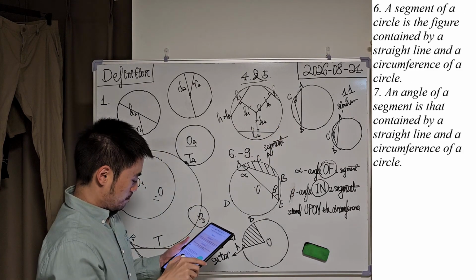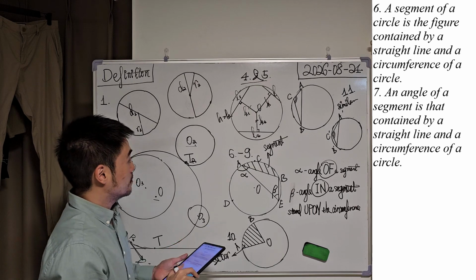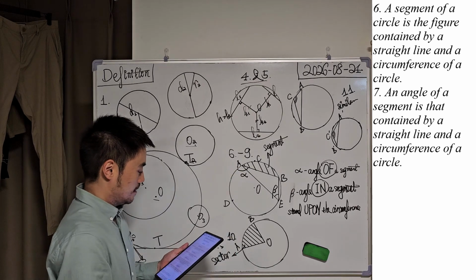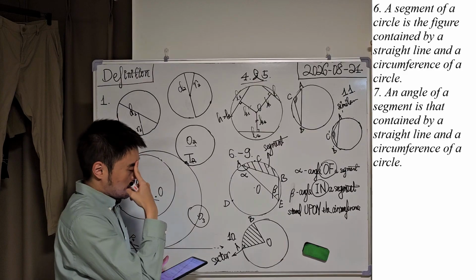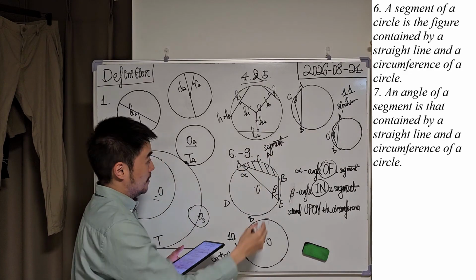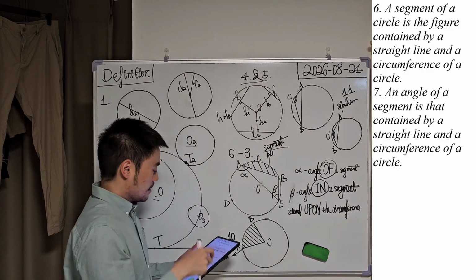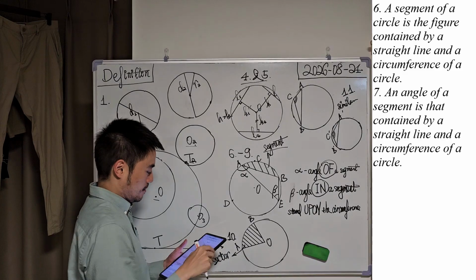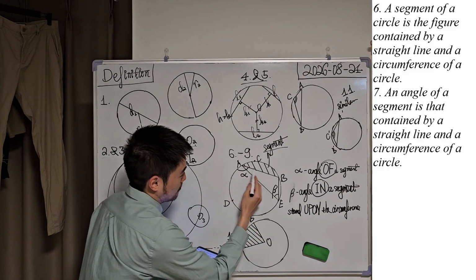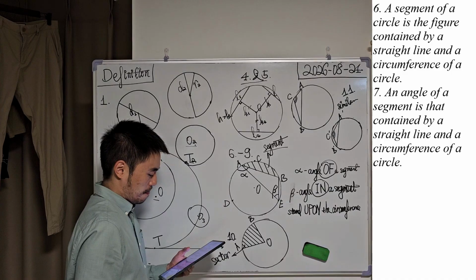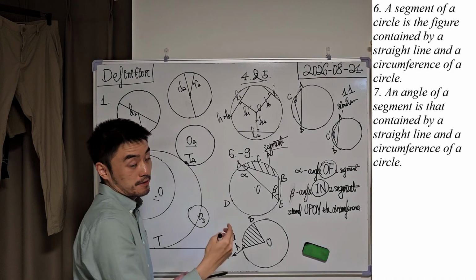So let's move to definition 6 to definition 9 together. Okay, so definition 6 defines a segment. So a segment of a circle is a figure contained by a straight line, for example, AB, and the circumference of a circle.